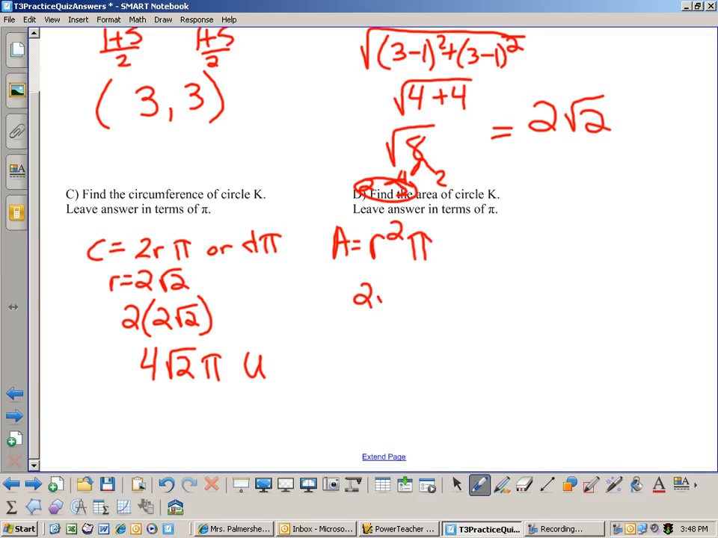So 2 radical 2 squared means we square the 2 and the radical 2. Make sure you get that in parentheses if you're doing it on a calculator. So 4 times 2, or 8 pi units squared.